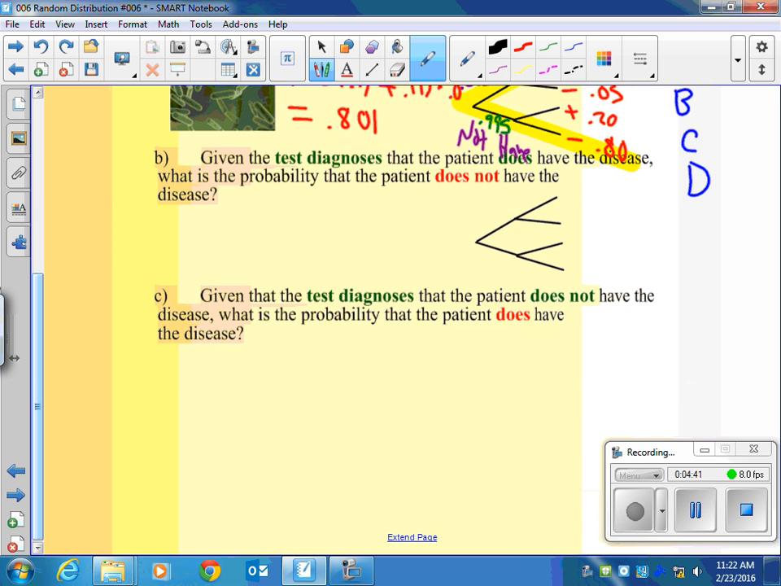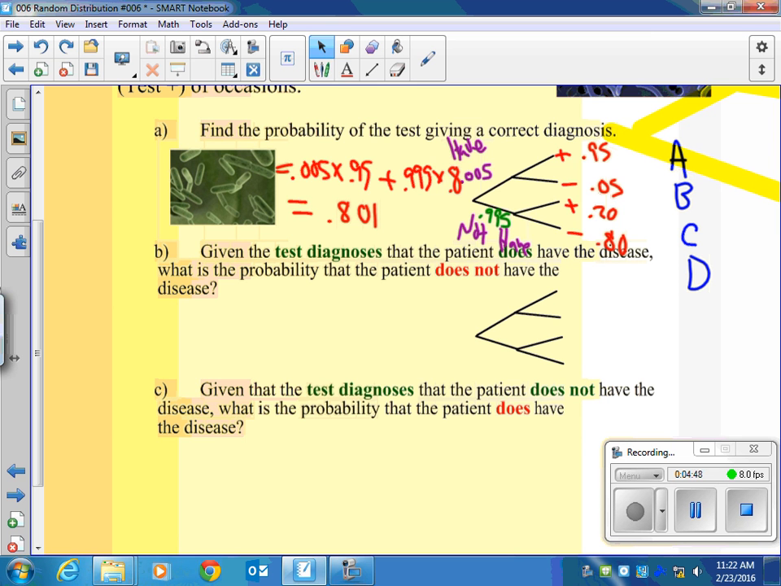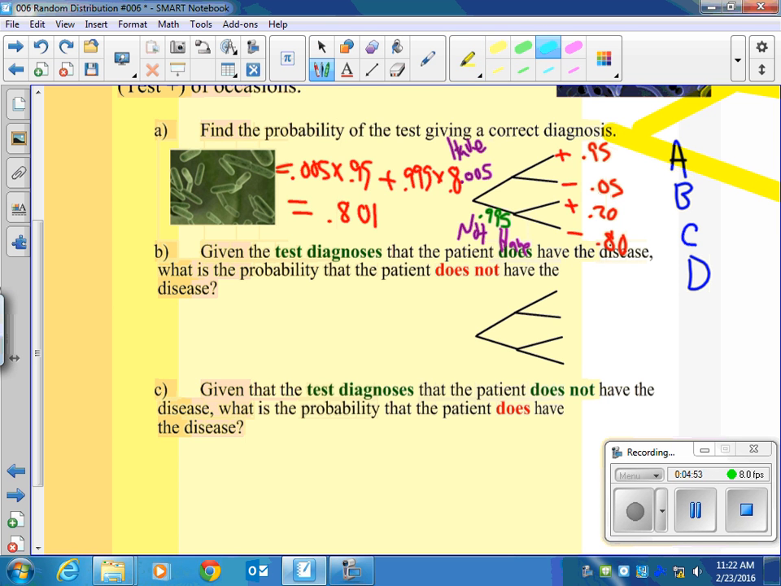So I'm going to remove these, and I'm going to see which of these arms we are going to be looking at. Given the diagnosis that the patient does have the disease, is that a plus or a minus? Plus. That means you have it. So you either have it and it turns out positive, or you don't have it and it turns out positive.